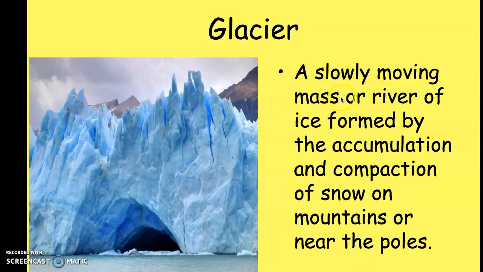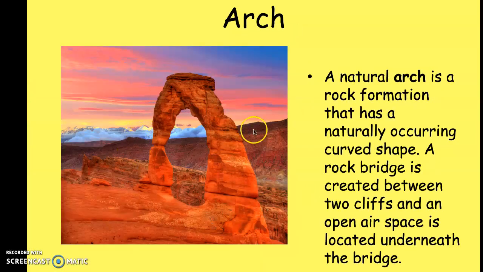Glacier. A slow-moving massive river of ice formed by the accumulation and compaction of snow on mountains or near the poles. So basically big lumps of snow and ice coming together and moving really slow. That's a glacier. Arch. A natural arch is a rock formation that has a naturally occurring curved shape.